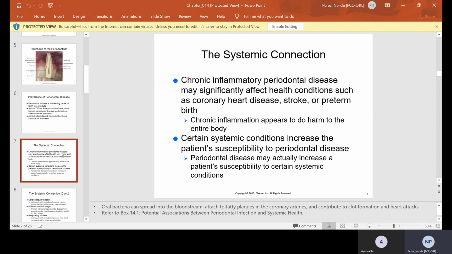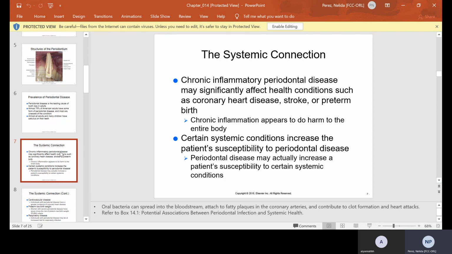The systemic connection. Chronic inflammatory periodontal disease may significantly affect health conditions such as coronary heart disease, stroke, or preterm birth. Chronic inflammation appears to do harm to the entire body. Certain systemic conditions increase the patient's susceptibility to periodontal disease, and periodontal disease may actually increase a patient's susceptibility to certain systemic conditions. Oral bacteria can spread into the bloodstream. It can attach to fatty plaques in the coronary arteries and contribute to clot formation and heart attacks.